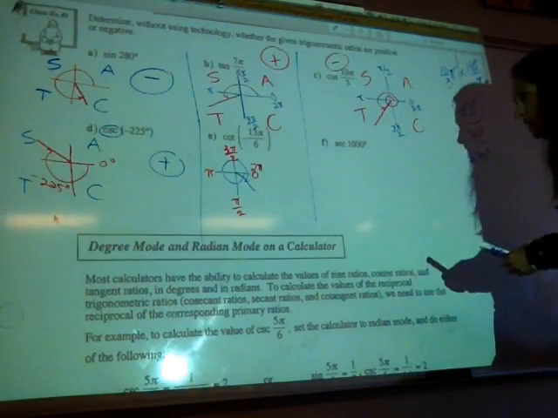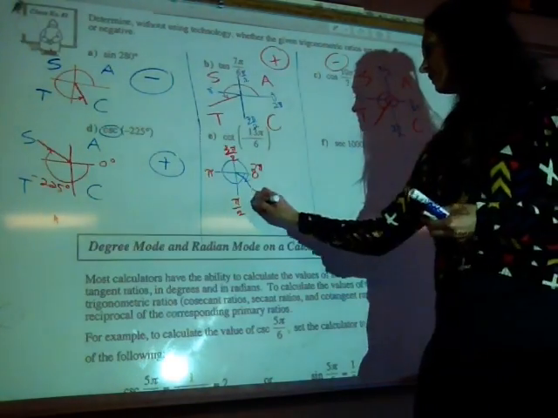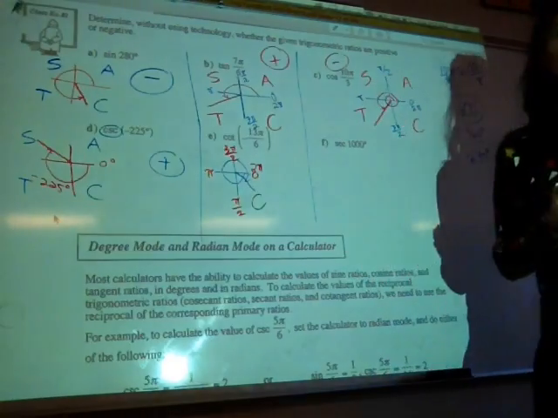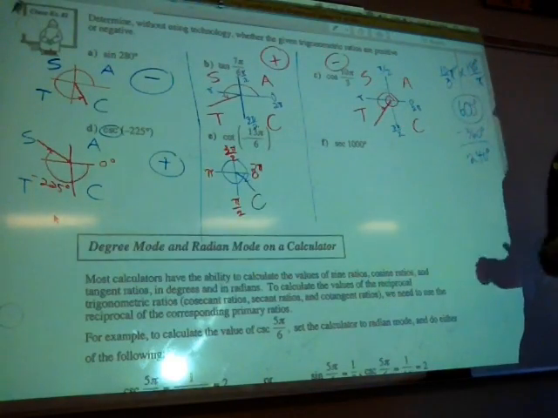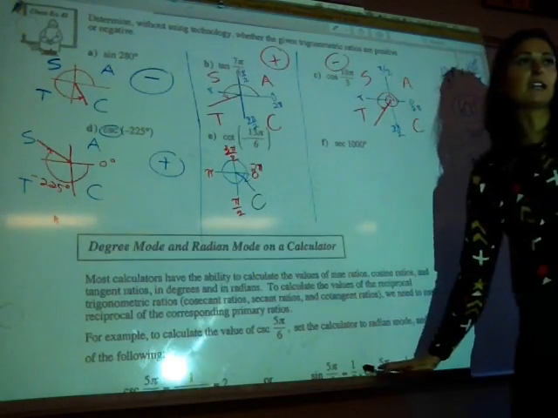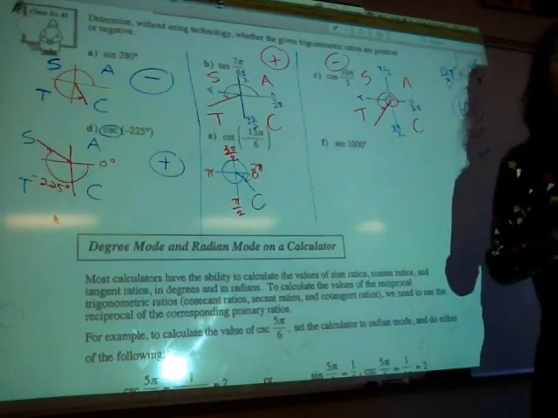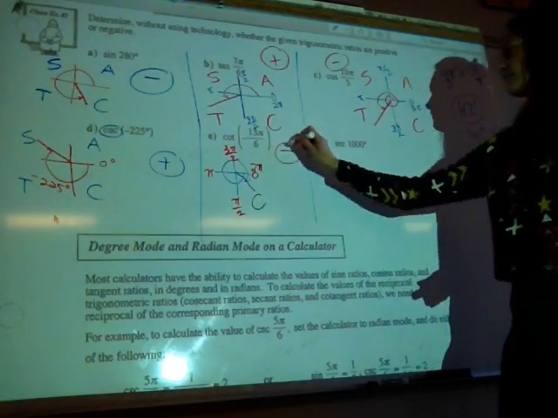Okay, now going ahead using the CAST rule, we really only have to label here. We have a C. Okay, cotangent, its reciprocal is tangent. We can have positive or negative. Negative. Good job.